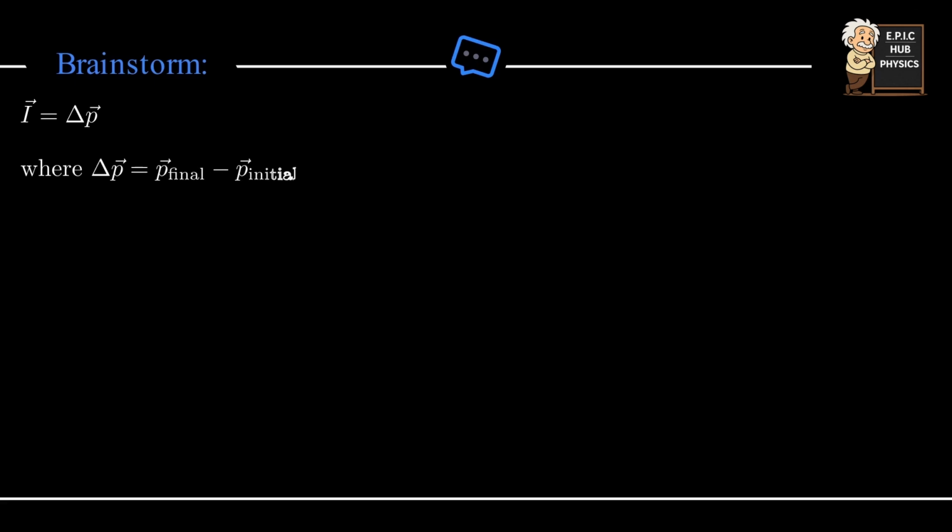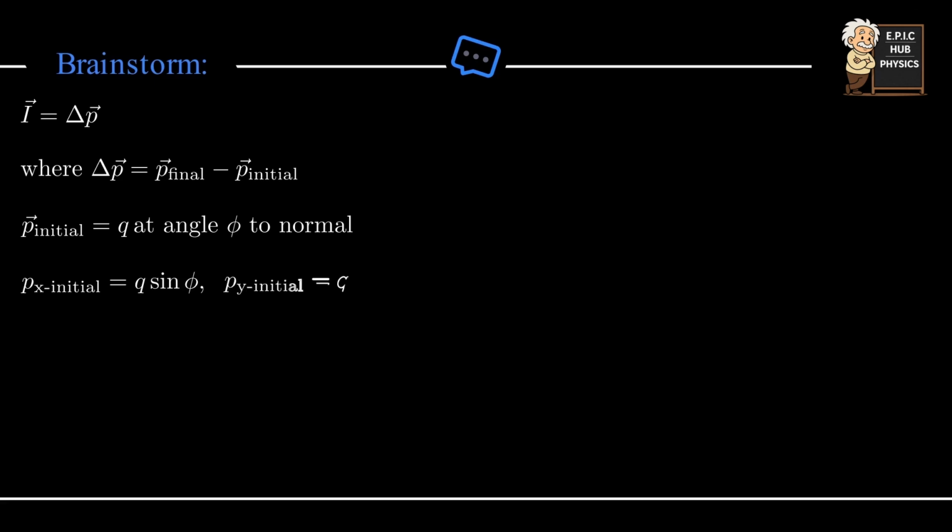Now, let's break down the solution step by step. First, we consider the momentum of the projectile before and after the impact. The initial momentum, P initial, is q at an angle phi to the normal. We can resolve the momentum into x and y components. The x component of momentum is q sine phi, and the y component is q cos phi.